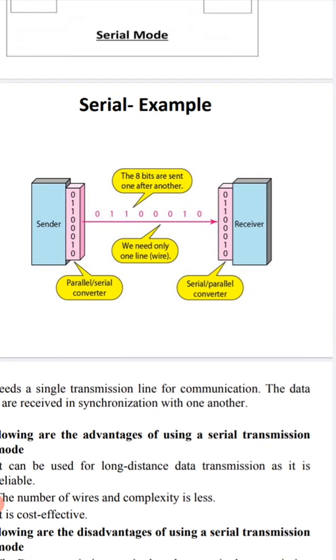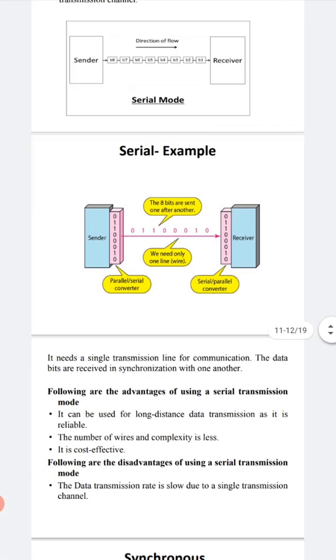The sender and receiver have the parallel-serial converter. Here only one line is there, only one wire. Using the wire, the sender can send the first bit. After sending the first bit, then the next bit, then the next bit, up to the last bit. So the 8 bits are sent one after another. That is, serially all the bits are sent.